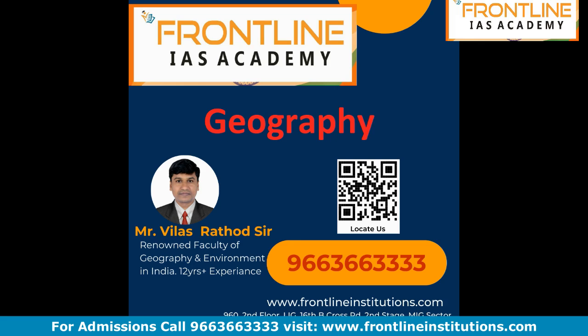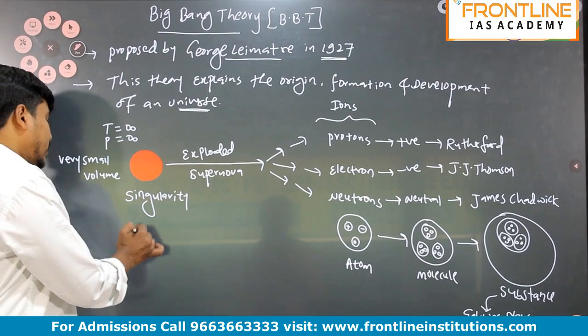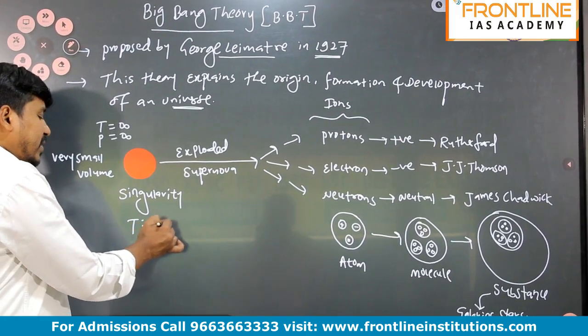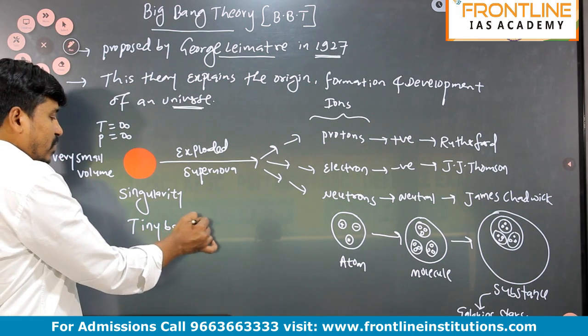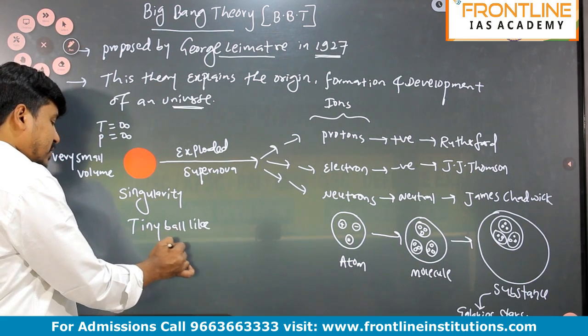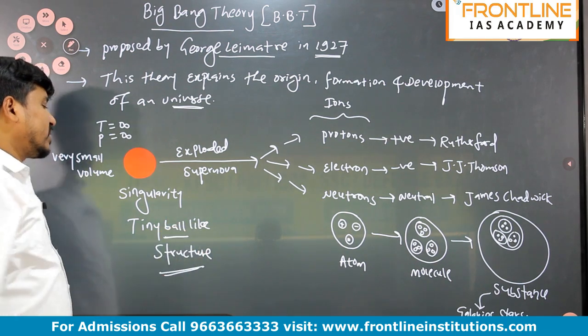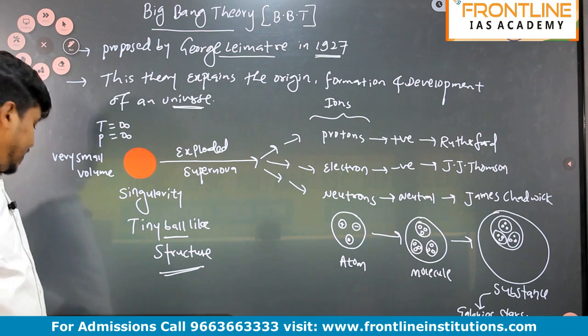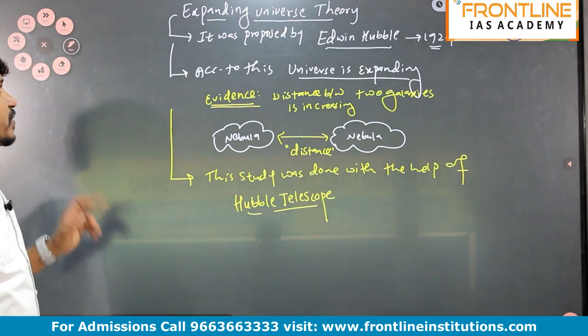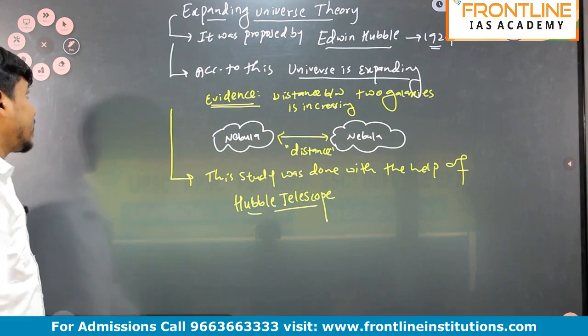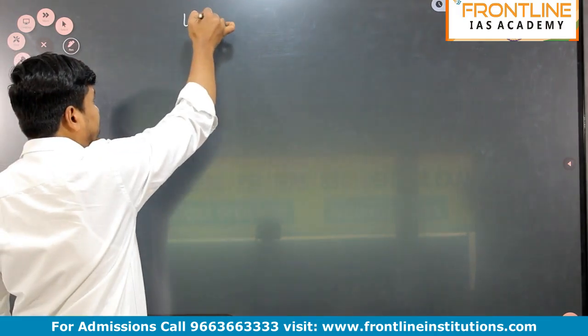So we have discussed two important theories here. One is the Big Bang theory. According to the Big Bang theory, the universe formed from a single object. That single object is known as a singularity, a teeny ball-like structure. This is the Big Bang theory, and then the expanding universe theory. Next point, the universe and its components.